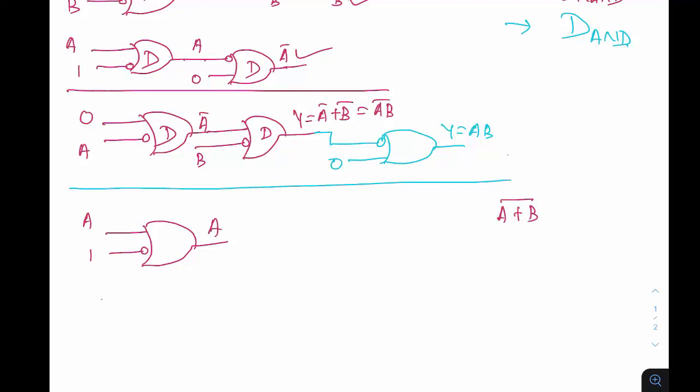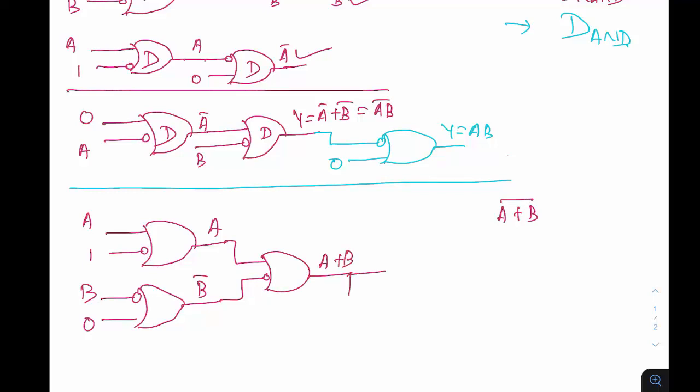Next, here again I'm taking a NOR gate. This is your B, and this is your 0, right? So what do you get? You get here B bar. Then again you take a gate, and here if I put a bubble like this, what is the output of this? This is your A plus B. So what gate is this? This is nothing but your OR gate. You have the OR gate.